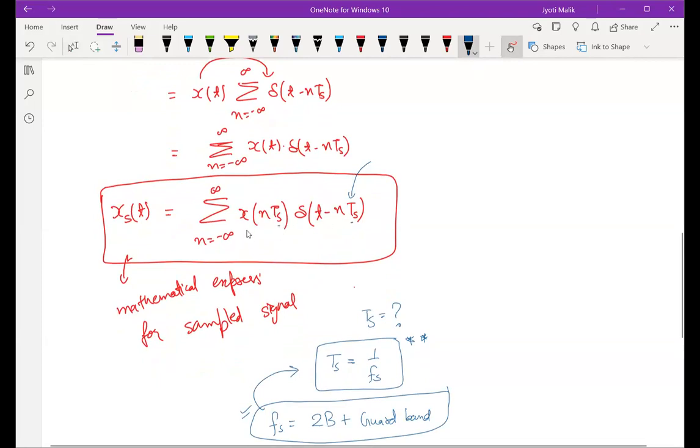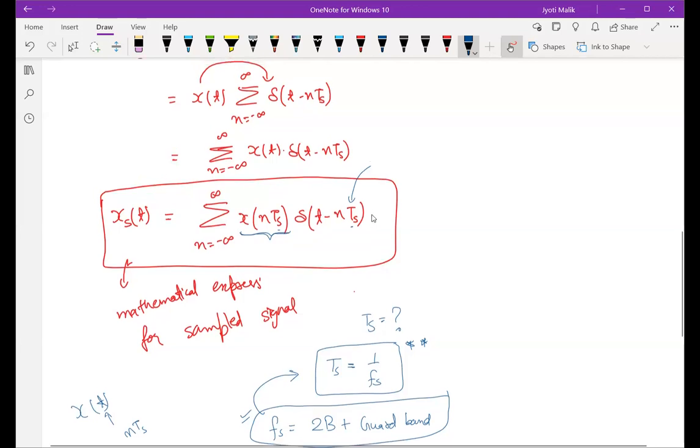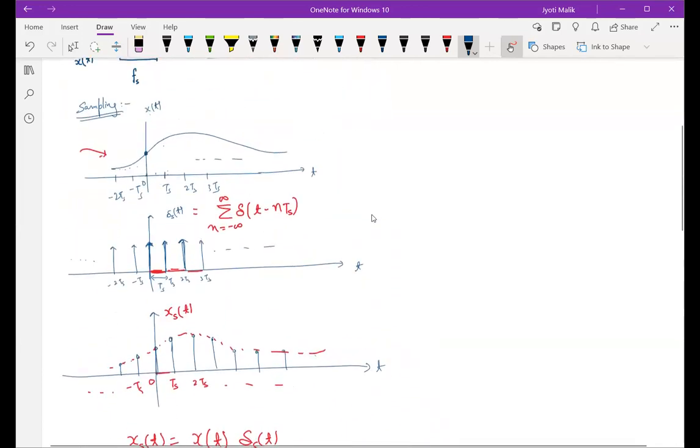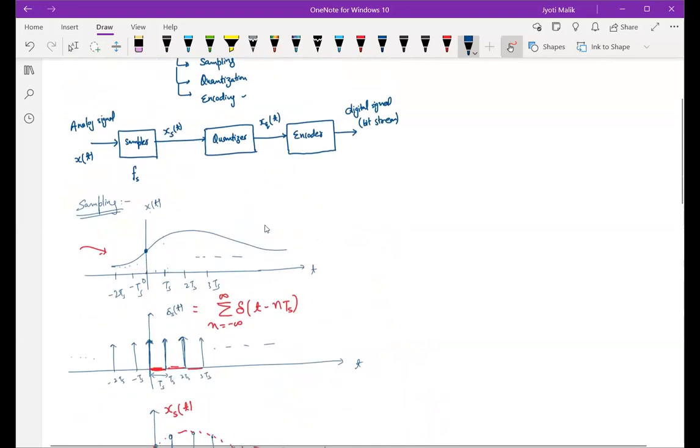Now, what else do we need? We need x of t. x of t will be given to you. This is our given signal. Then what will you do? You will replace t with nts. ts you have, so you will just replace it with nts. That expression you will put here and multiply. This way you will get your mathematical expression. So this was all about the time domain of sampling.